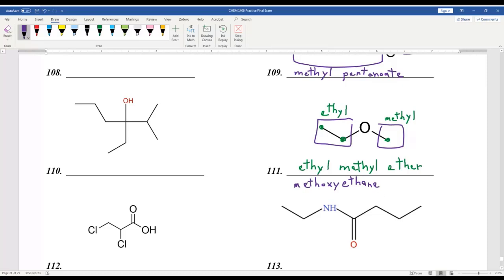It has to be on 1, because whichever carbon is connected to the substituent would get the number 1 in an ethyl group, because there's only 2 carbons. So you can call it methoxyethane or ethyl methyl ether. Usually professors just have you do the common name.